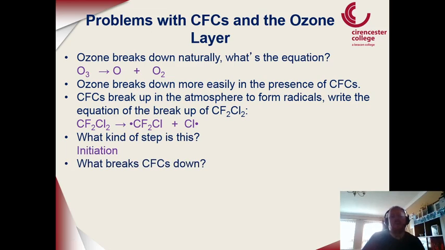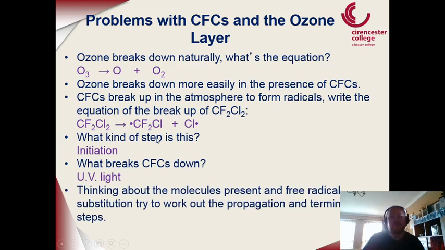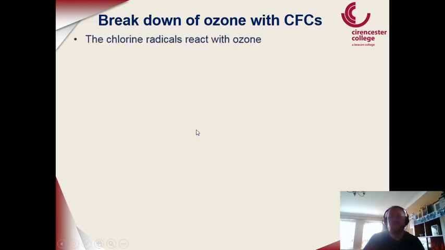So, what breaks the CFCs down? The thing that actually happens is we have ultraviolet light which shines on one of these, it breaks the weakest bond, and the weakest bond happens to be the carbon-chlorine bond. So what happens is we make chlorine radicals, Cl radicals. So if we have chlorine radicals, what will happen is that will react with the ozone, and it will make a chlorine oxide radical and some oxygen.